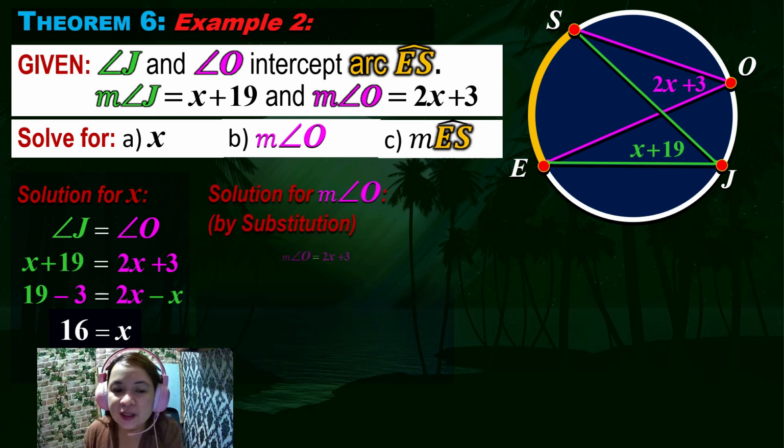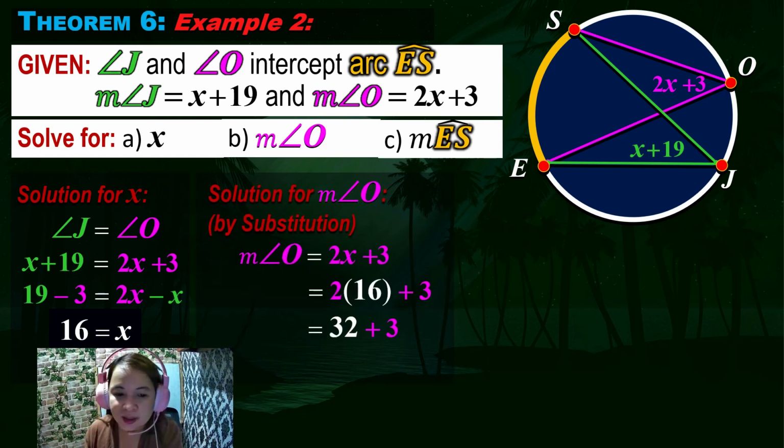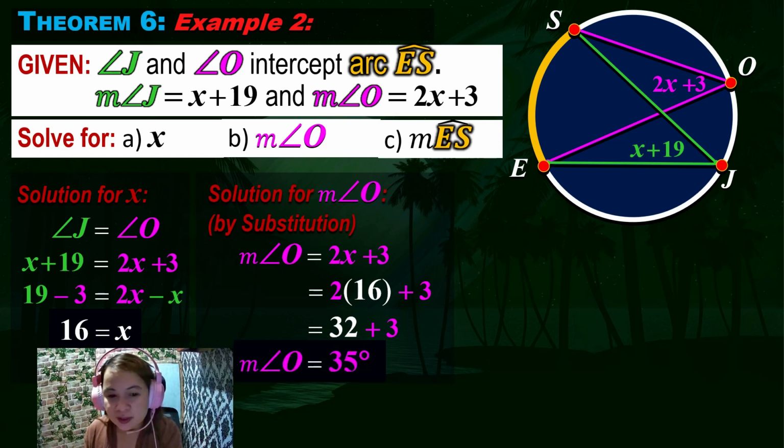Ngayon, pwede na nating mahanap ang measure ng angle O. So, ang measure ng angle O ay equal sa 2x plus 3. So, ang value ng x ay 16. So, 2 times 16, we have 32 plus 3, we have 35 degrees.